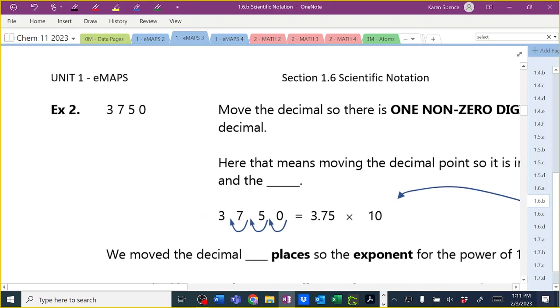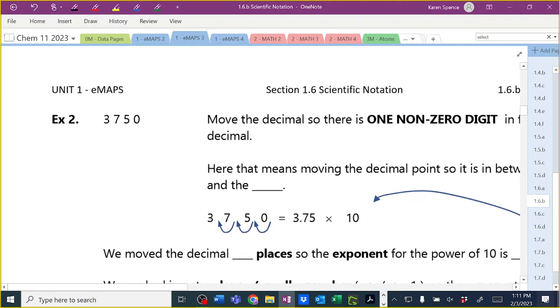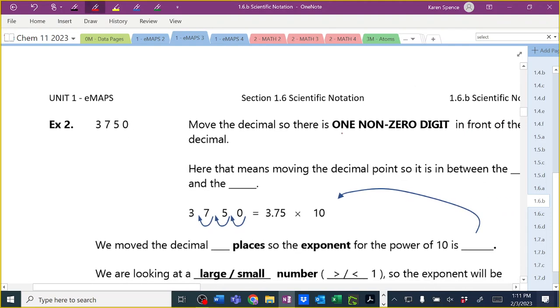In our second example, we have 3750. We need to move the decimal so there is 1 non-zero digit in front of the decimal. Before we start, how many significant figures would be in this number? 3 sig figs, because there is no decimal, so that 0 on the right is not significant. So 3 sig figs: 1, 2, 3, and that one is no.